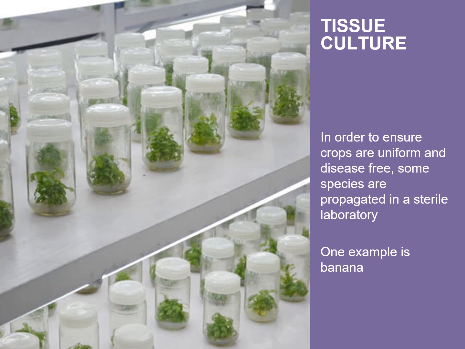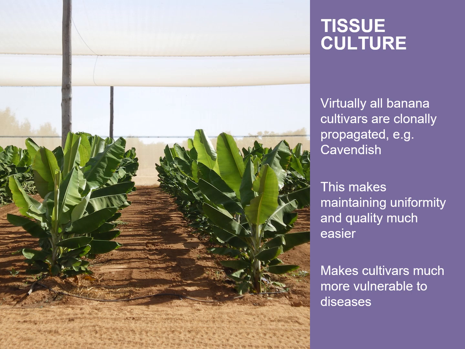And then finally, an even more artificial means of propagating plants is through tissue culture. This isn't done for many crops commercially, but there is one where it is done almost exclusively, and that is banana crops. This is done to ensure that crops are uniform and disease-free. The cuttings are made in a sterile laboratory and grown in agar in little jars, and these will then go on to be planted out into a field of banana, and this is what that planting out looks like.